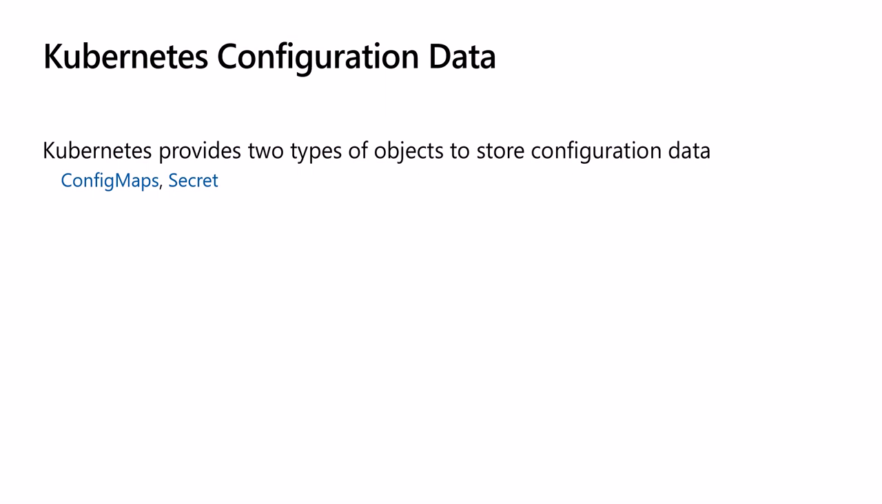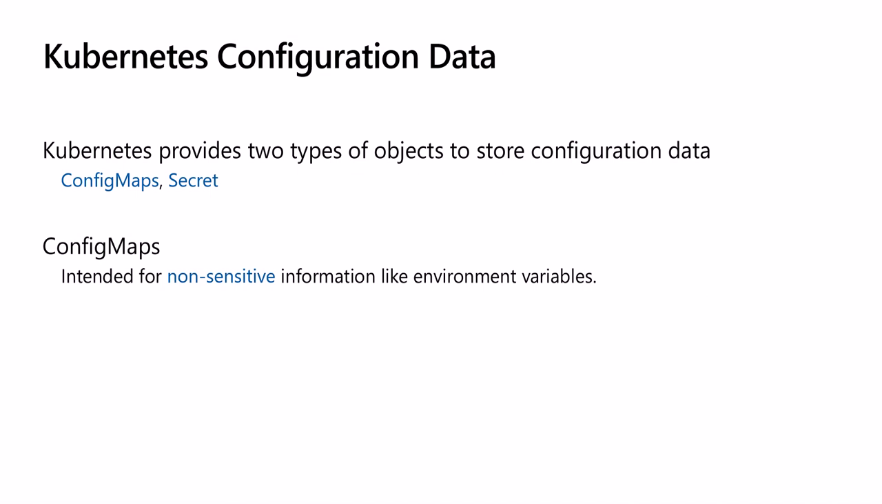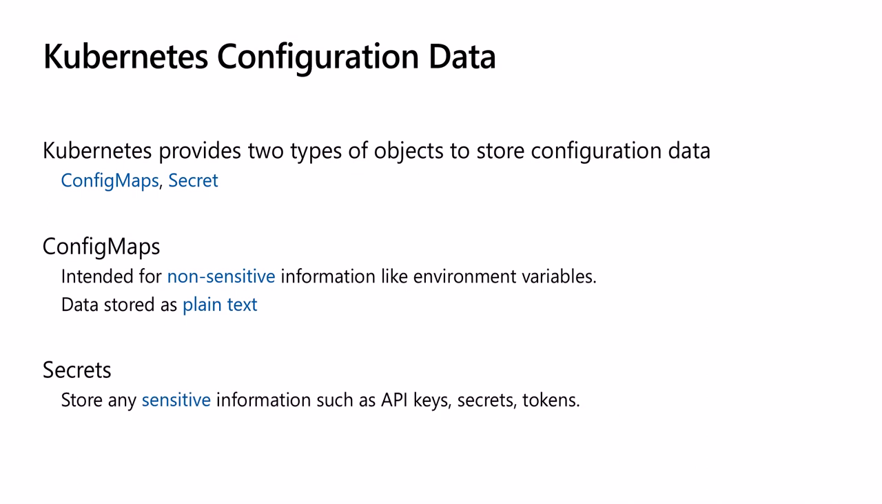But which one should we use? Actually, it depends on what type of information we want to store. Use ConfigMaps whenever you need to refer to strings that don't contain sensitive information, simply because it will store them as plain text. On the other hand, use secrets to store data that contains sensitive information, such as API keys, secrets, and tokens. Secrets are more safe and secure because data stored inside it is obfuscated with the base64 encoding.